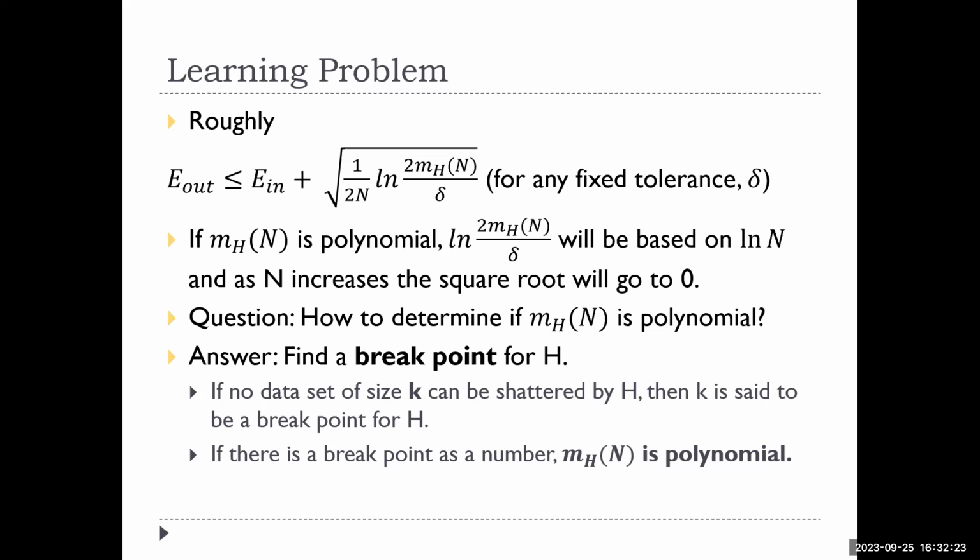But what I observe from here is that if m_H(N) is polynomial, it is polynomial. What is polynomial? It's N with some power, a summation of powers of N. For example, I just make it up: a N to the power 5, plus b N to the power 4, plus c N to the power 3, plus d N squared, plus e N, plus f. This is a sample polynomial.